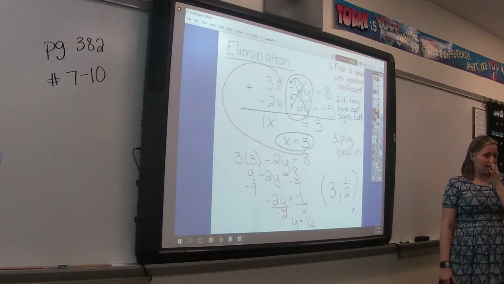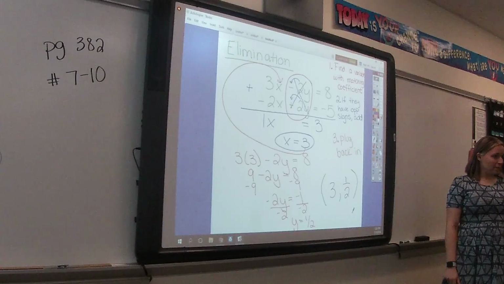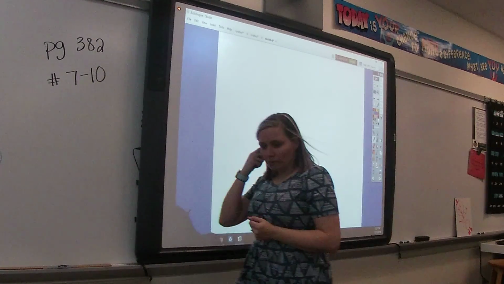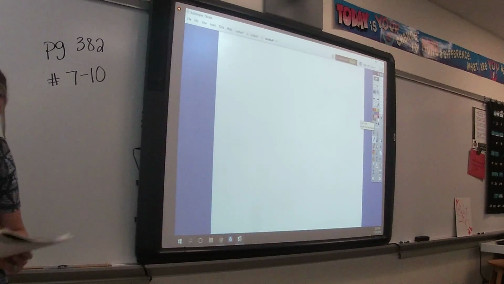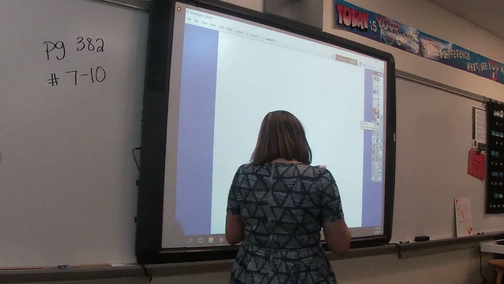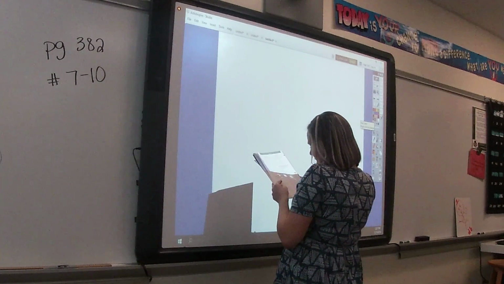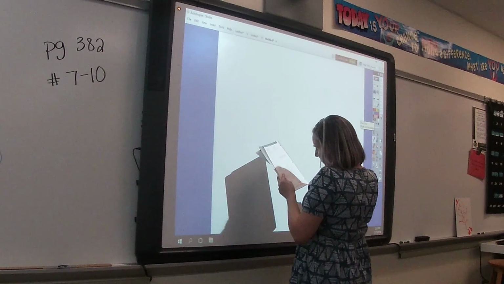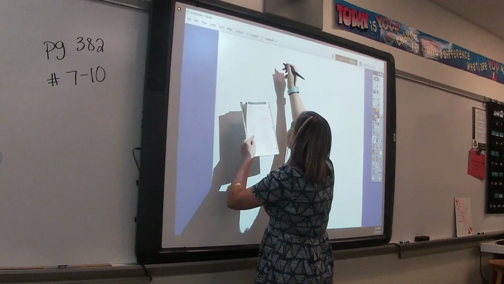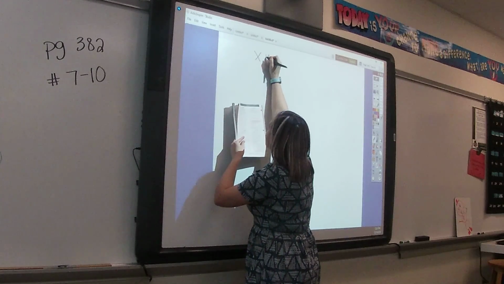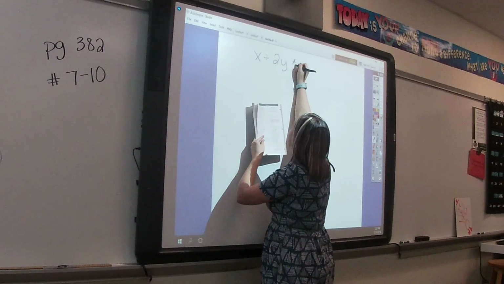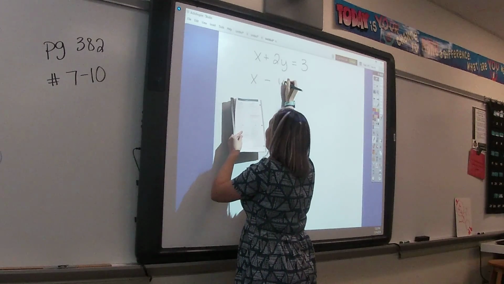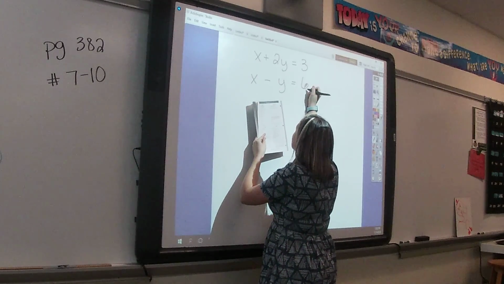How do we feel about this one? Kind of, sort of, maybe? Okay, let's look at another one. And let's say the equation that we are given is x plus 2y equals 3 and x minus y equals 6.